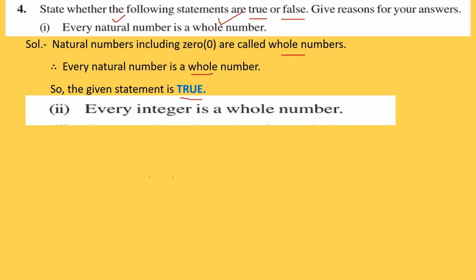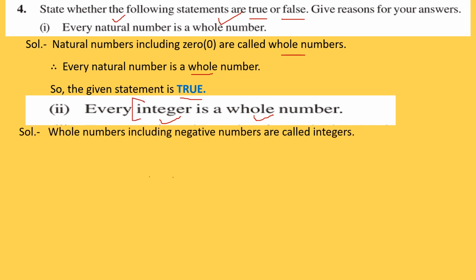Now second point, every integer is a whole number. Now what are the integers? Whole numbers we have discussed again. Whole numbers means the numbers which include natural numbers plus 0. But integers are the numbers which include negative numbers also, positive numbers also and 0 also. That means integer is a bigger term. That means every integer cannot be a whole number, right? Whole numbers including negative numbers are called integers. So every integer cannot be a whole number.